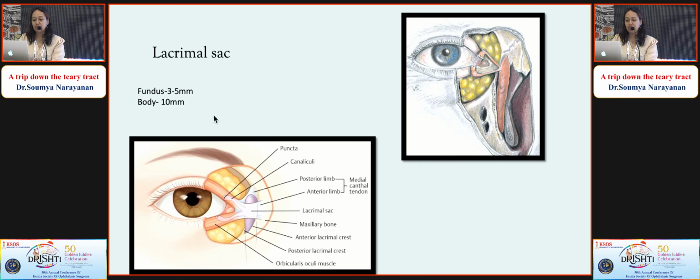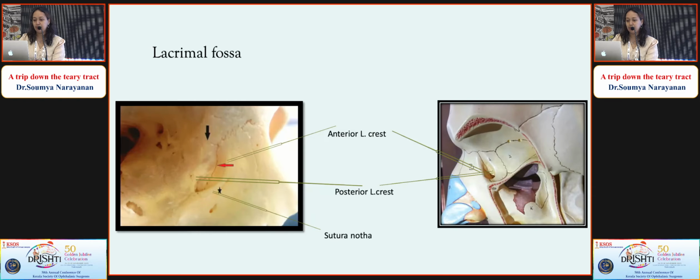You can see the posterior and anterior limbs of the medial canthal tendon attaching to the posterior lacrimal crest and anterior lacrimal crest. And here in this picture, you can see the lacrimal sac and the NLD and the bones around the structures. So the lacrimal fossa is formed by the frontal process of the maxilla and the lacrimal bone, and there is a suture in between where we will start the DCR. And the black star is denoting the sutura notha. That is not a suture, but it's a vessel groove.